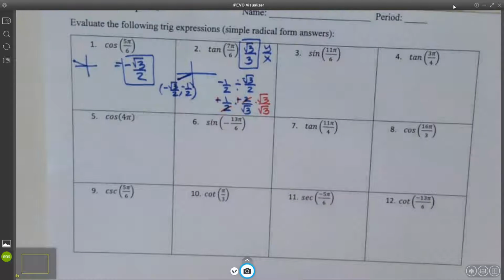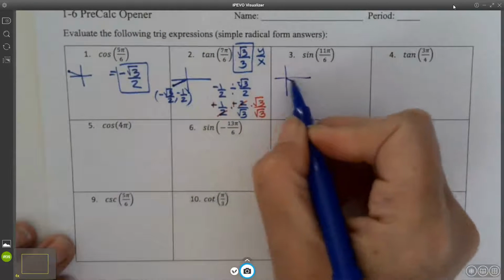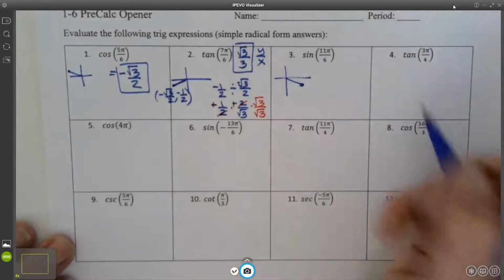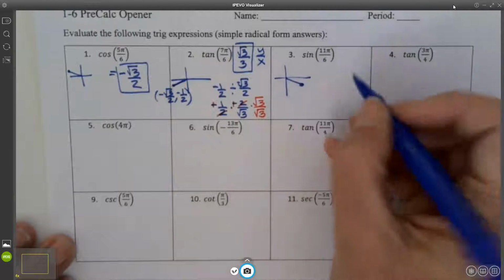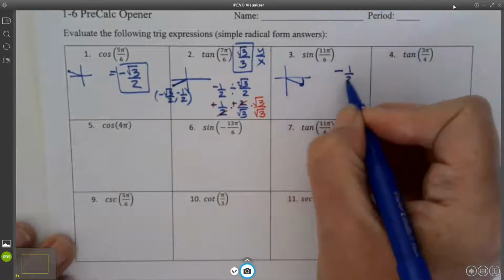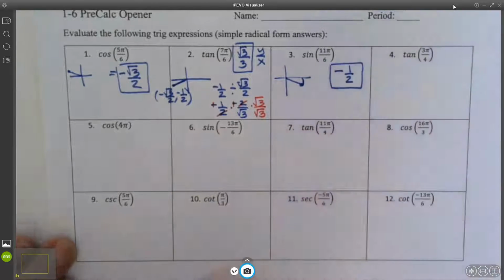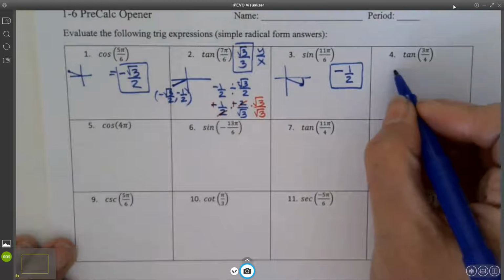The next one, I'm going to find the sine of 11 pi over 6. So 11 pi over 6 is approximately there on my unit circle. The sine is the y coordinate. I can see my y coordinate here is going to be negative, and that's going to be the short side of that 30, 60, 90 triangle. So it's negative 1/2. The tangent of 3 pi over 4.